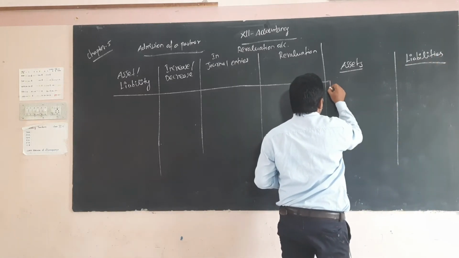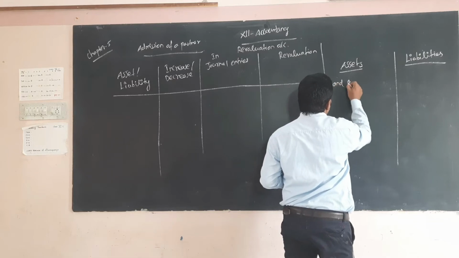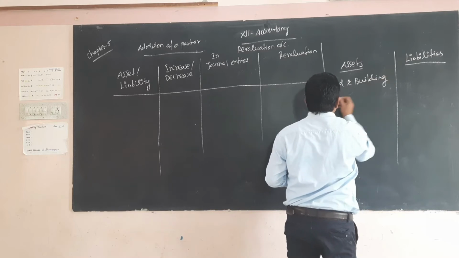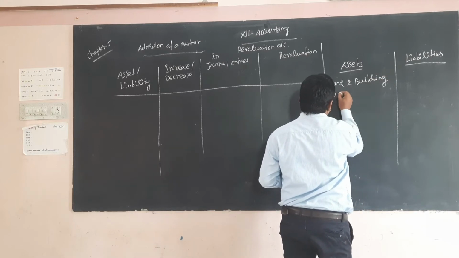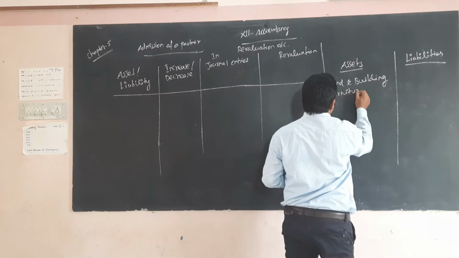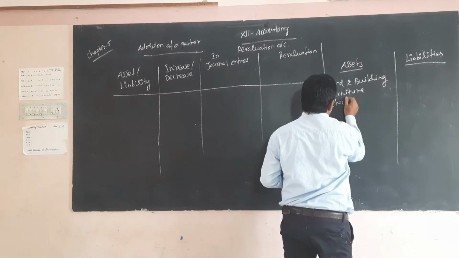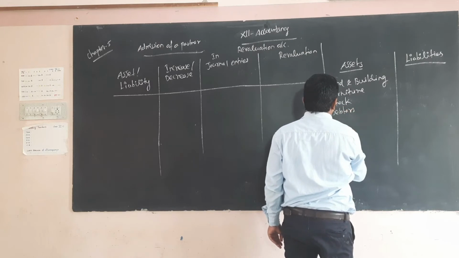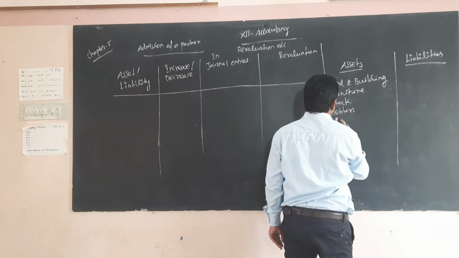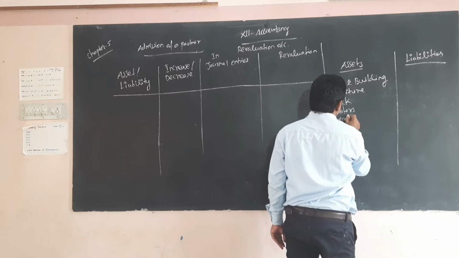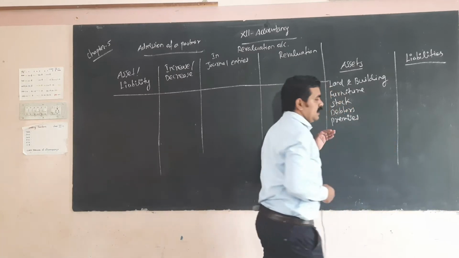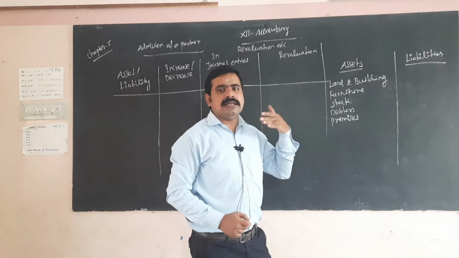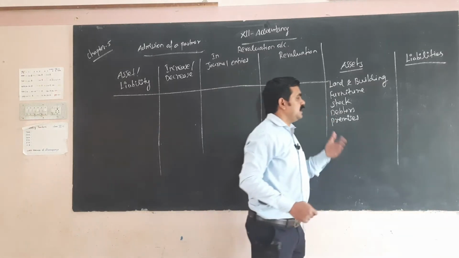Land and building, then furniture, then stock, then debtors, then premises. These are the main assets in the revaluation account. So some assets are increased, some assets are decreased in the revaluation account.